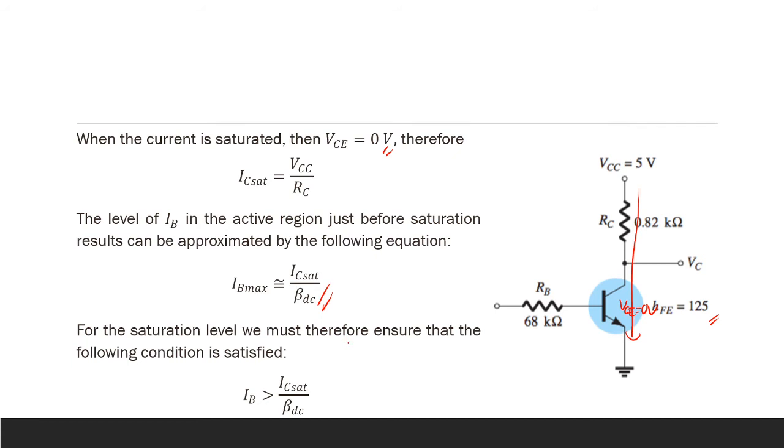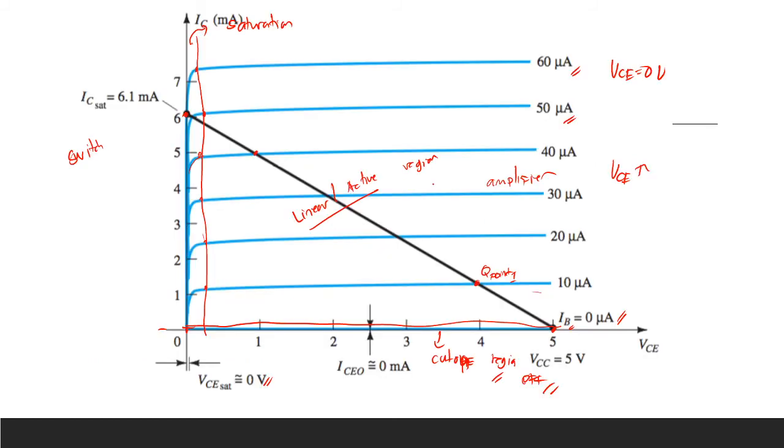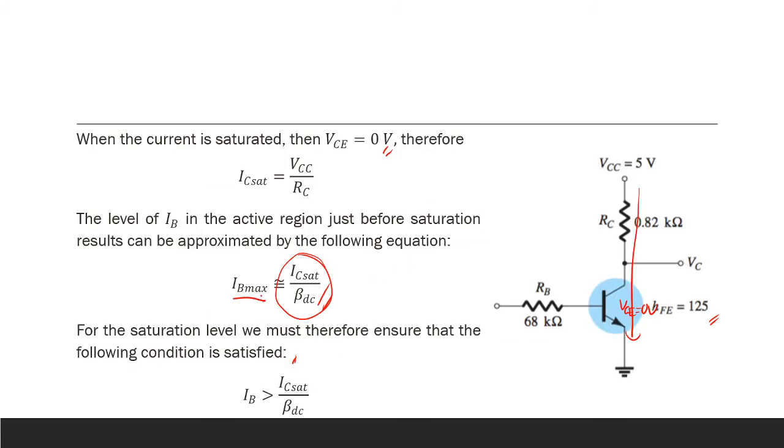So for the saturation level, we must therefore ensure that the following condition is satisfied. We need to have an IB or IB natin should be bigger than IC SAT over beta DC. Kasi alam niyo yung mangyayari, class? Kapag yung IB natin is mas maliit compared sa IC SAT over beta, magfo-fall yung region of operation natin dito sa active region ng bahagya. So, hindi siya magfo-fall doon sa saturation region. So, therefore, dapat yung value ng IB natin is mas mataas kaysa sa value nung maximum. Kailangan mas mataas siya dito.